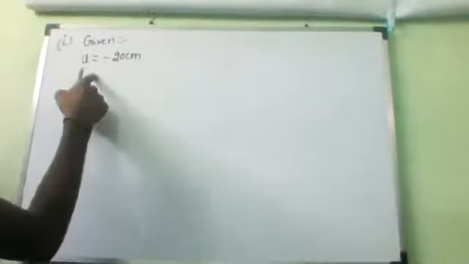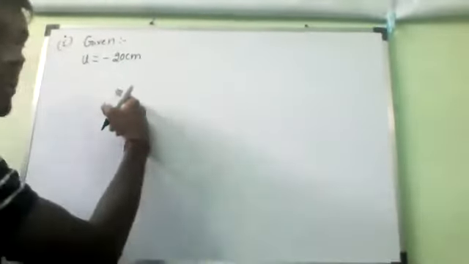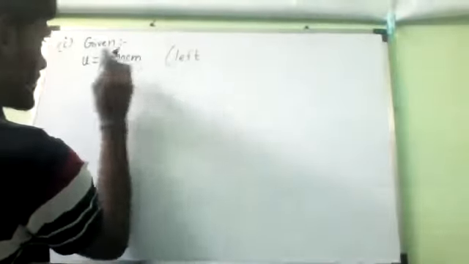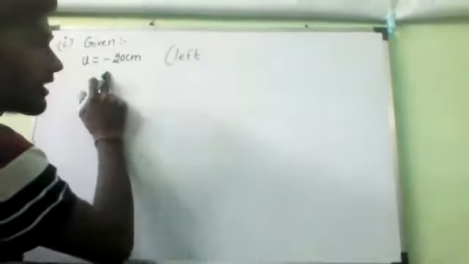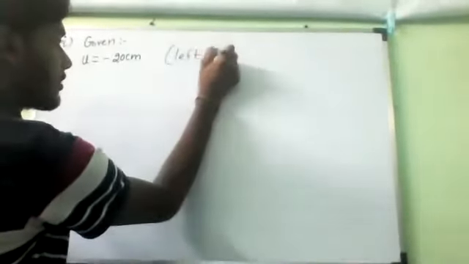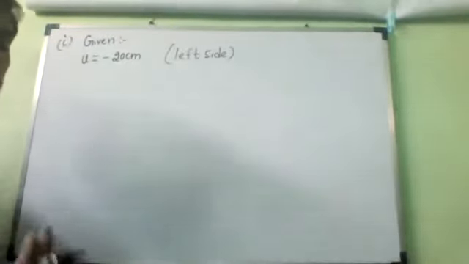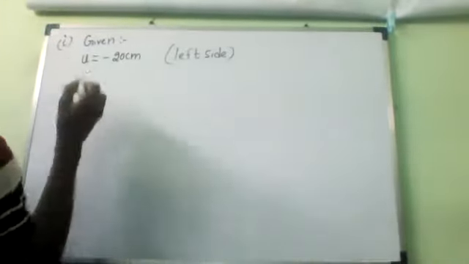Always remember, whatever it is, mirror or lens, doesn't matter. Object is placed at left side, so that object distance must be taken negative always. That is what you should remember. Try to understand 1 or 2 questions, after that you can understand. So this is for Roman number 1.